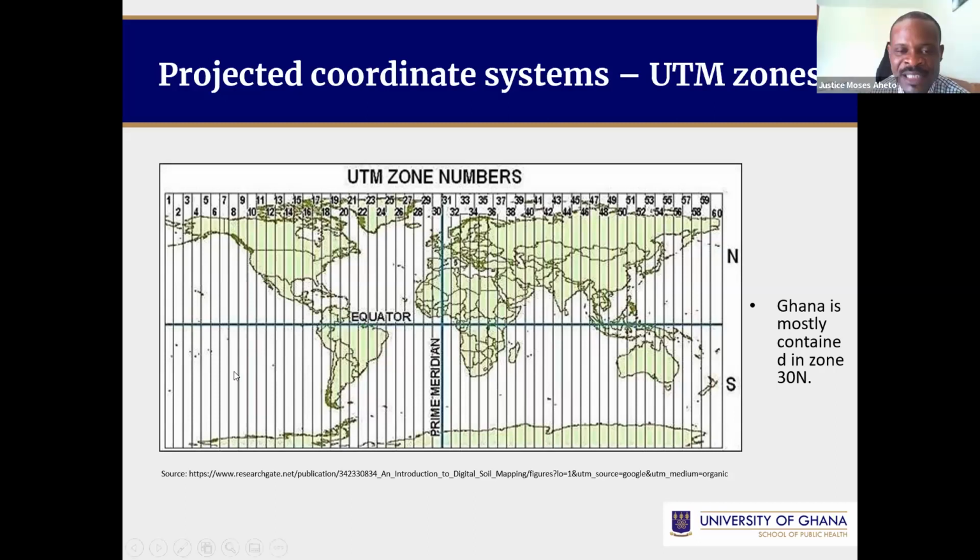Okay, so that is about using the zones to identify the projected coordinates. So this is actually a projected coordinate system. You projected from degrees to UTM form, which is in meters, okay?